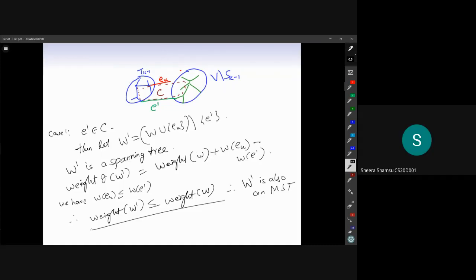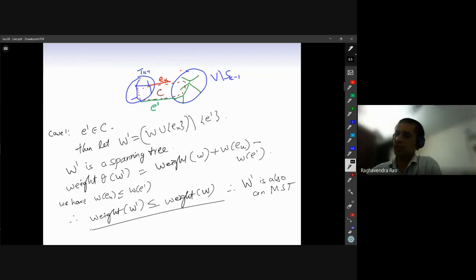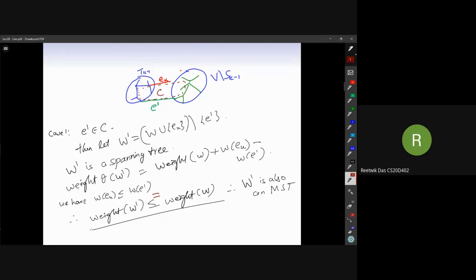Yeah, that is true. It cannot have less weight as such, right? Because W itself is an MST. We started off with the assumption that W is an MST, so it can have equal weight. That's the only possibility. In fact, it will be equal, right? Yeah, but what is the usefulness of W prime? Why did we need to construct it? It contains Ek, and it will prove our induction.